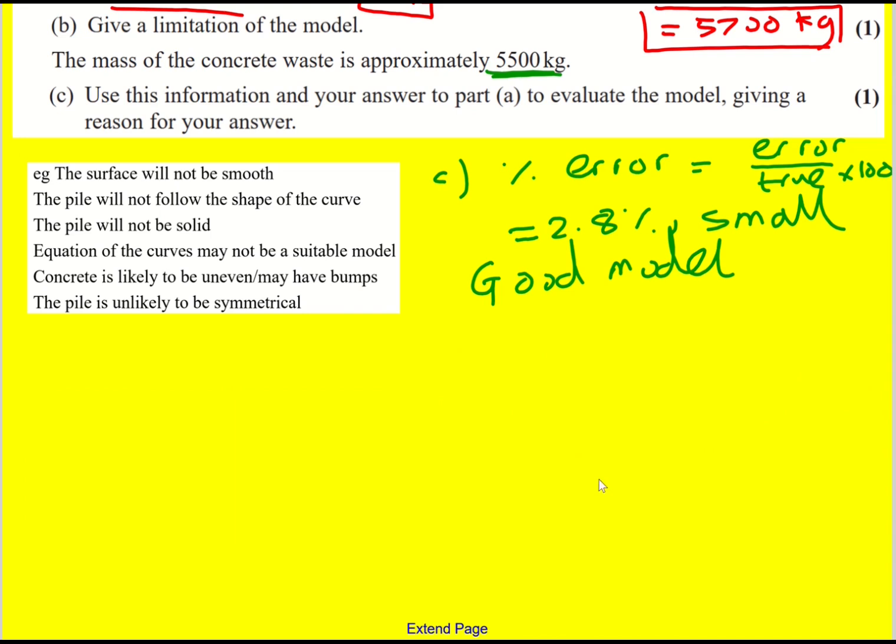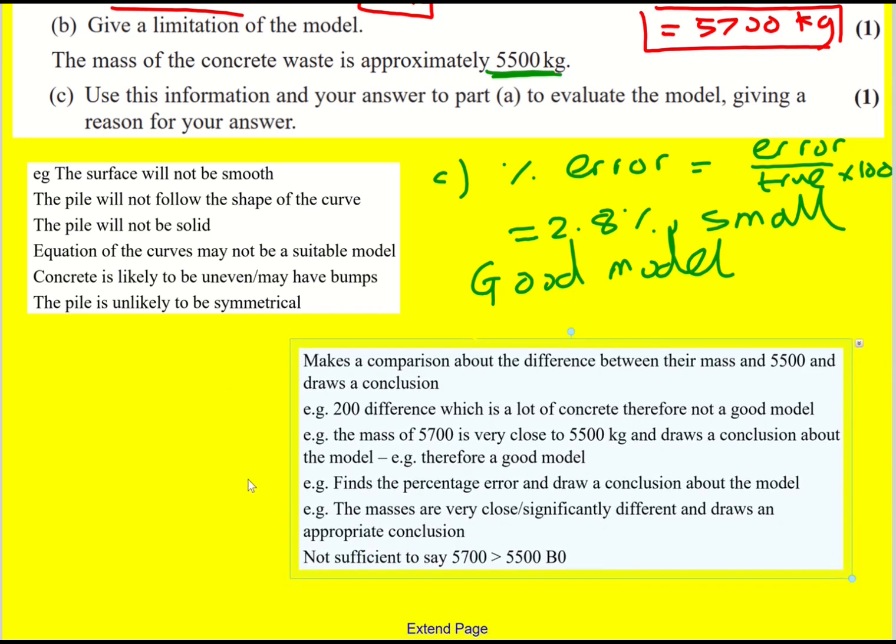Okay, here's what the mark scheme said. So it makes a comparison. You could say a 200 difference. I mean, that's using the rounded version, which is a lot of concrete, therefore not a good model. You could say it's not a good model, but you could also say it's close, and therefore is a good model. But both of these are accepted as long as you're making a sensible conclusion.